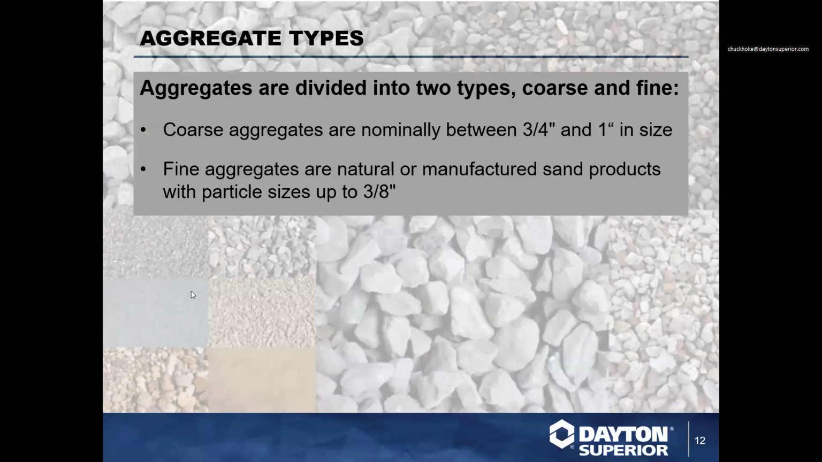Now, aggregates typically are defined in two different types. We have a coarse aggregate, which is typically like a stone, 3/4 to 1 inch in diameter, and a fine aggregate, which is typically everything 3/8 of an inch and less, down to a particle of sand. So those are the two different types of aggregates that you typically have within the cement world.